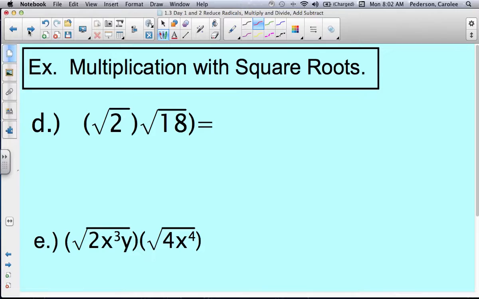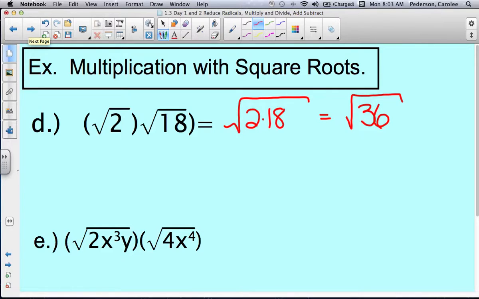All right, square root of 2 times square root of 18. Let's combine those together. So we get 2 times 18. Now, we could combine those two together to give you 36. And then the square root of 36, you probably recognize, is 6. If you don't, just break down 36 as 6 squared, and then you'd get your 6.